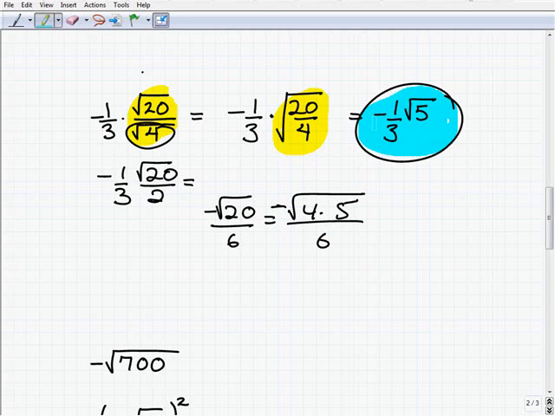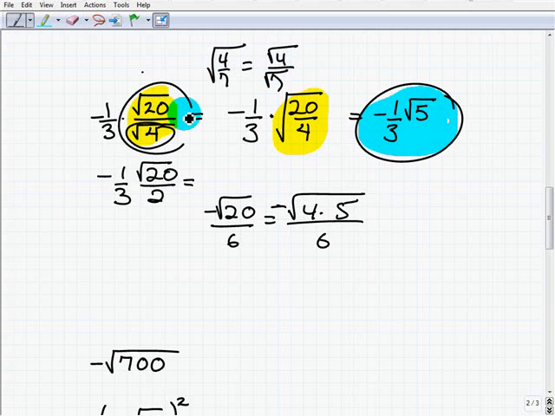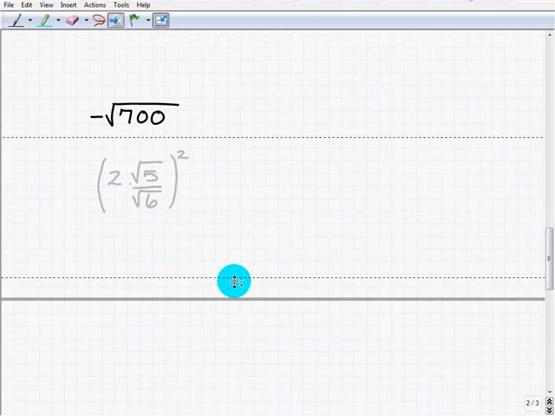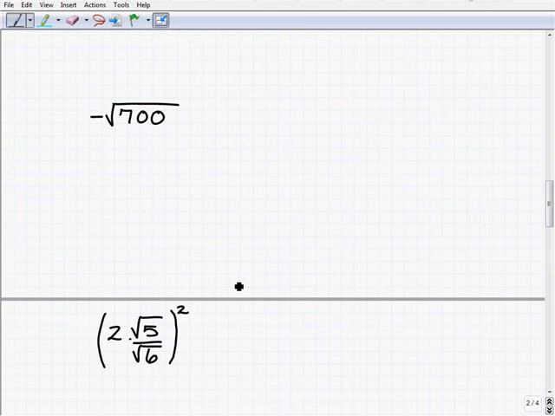But bottom line here is just recognize that the properties can be applied in reverse. Instead of having a situation like this, 4 over 7, where you split into 2 separate radicals, you can also take 2 separate radicals and put them under one big radical. So it all depends on what's most advantageous. And that's also a little bit of a matter of opinion, but whatever works for you.